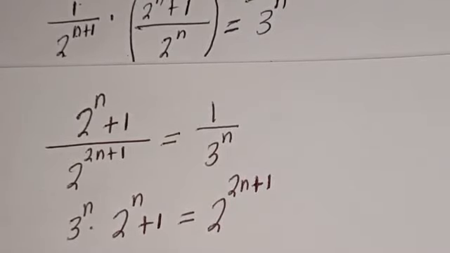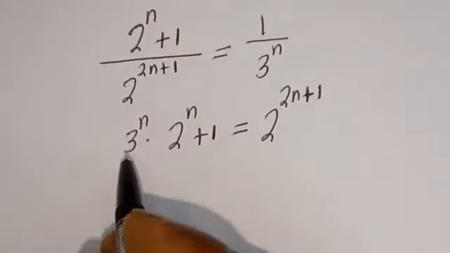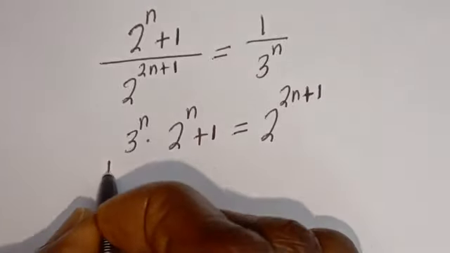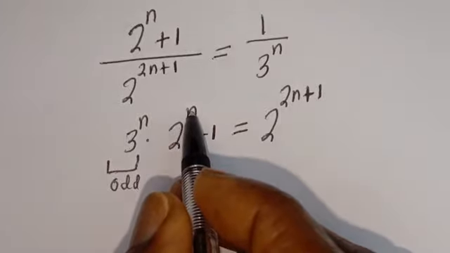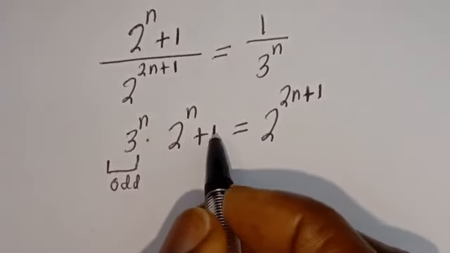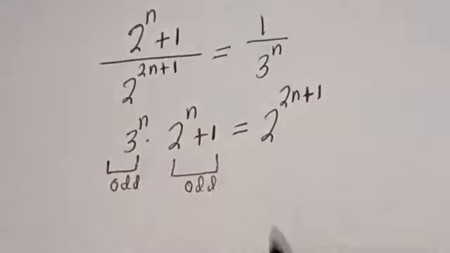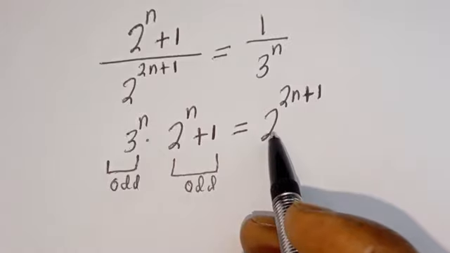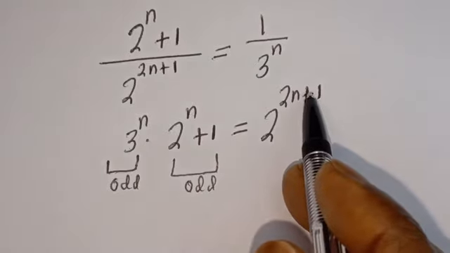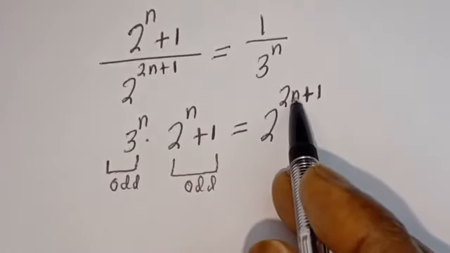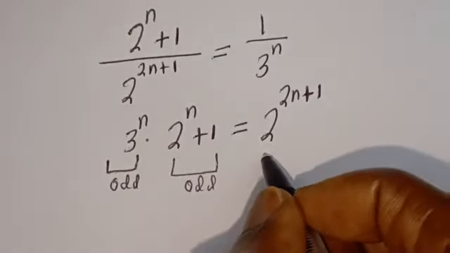Now, let's check from here. If n is equal to 1, we have 3 to the power of n, which is 3 to the power of 1. This is odd. Then here, if n is 1, 2 to the power of 1 plus 1 is also 3. We have odd. Then here is 2 to the power of 2n. That is 2 times 1 is 2, plus 1 is 3. 2 to the power of 3 is even.